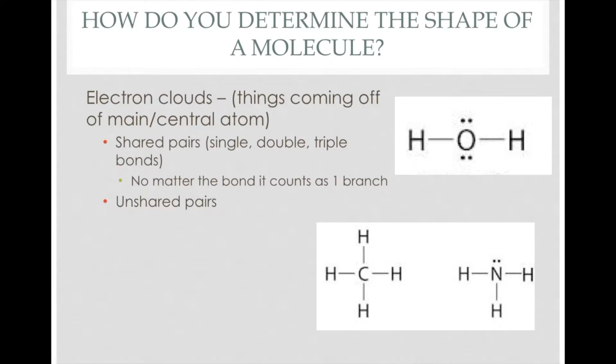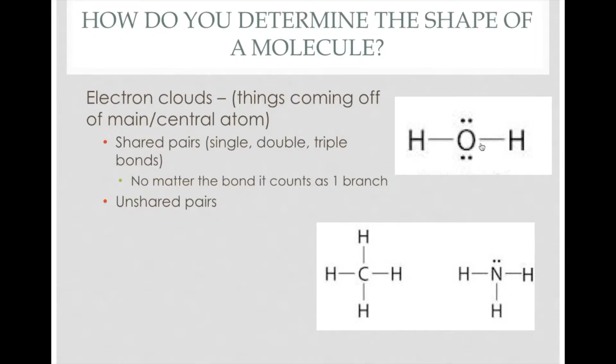Single bond, double bond, or triple bond. And then an unshared pair would be anywhere there's a pair of electrons not being shared. So regardless of what kind of bond it is, a bond counts as one, and an unshared pair counts as an unshared pair. Exactly.